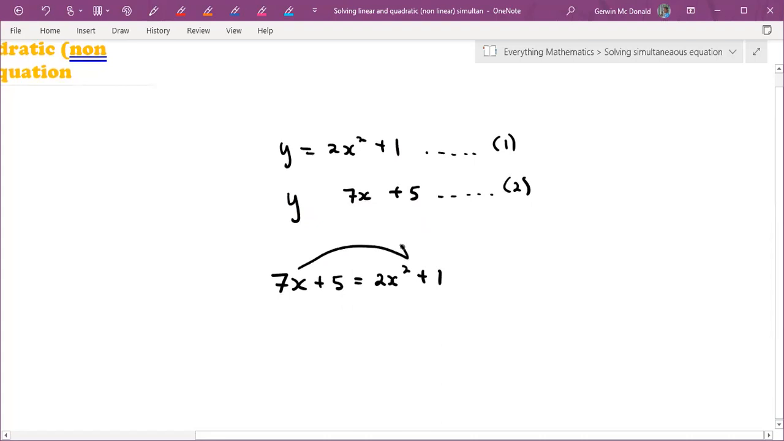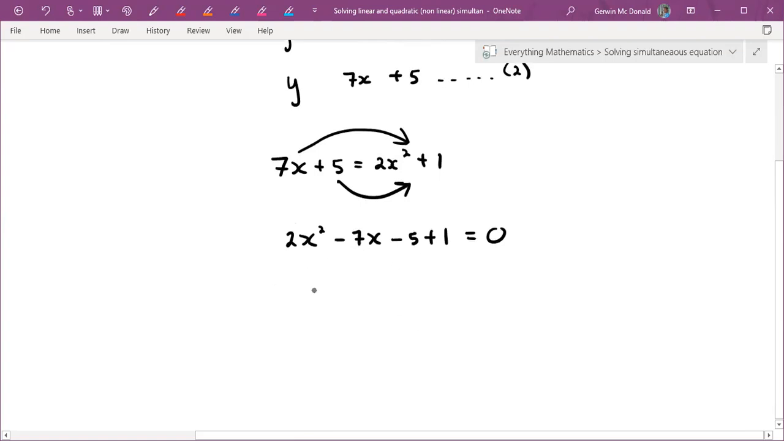So again, let's just do a little shifting around. I move the 7x and I will also move the 5 to the other side. And that will leave me with, I'll move everything to the left-hand side, 2x squared minus 7x minus 5 minus 1... plus 1 is equal to 0. And if I simplify that further, we have 2x squared minus 7x minus 4 is equal to 0.